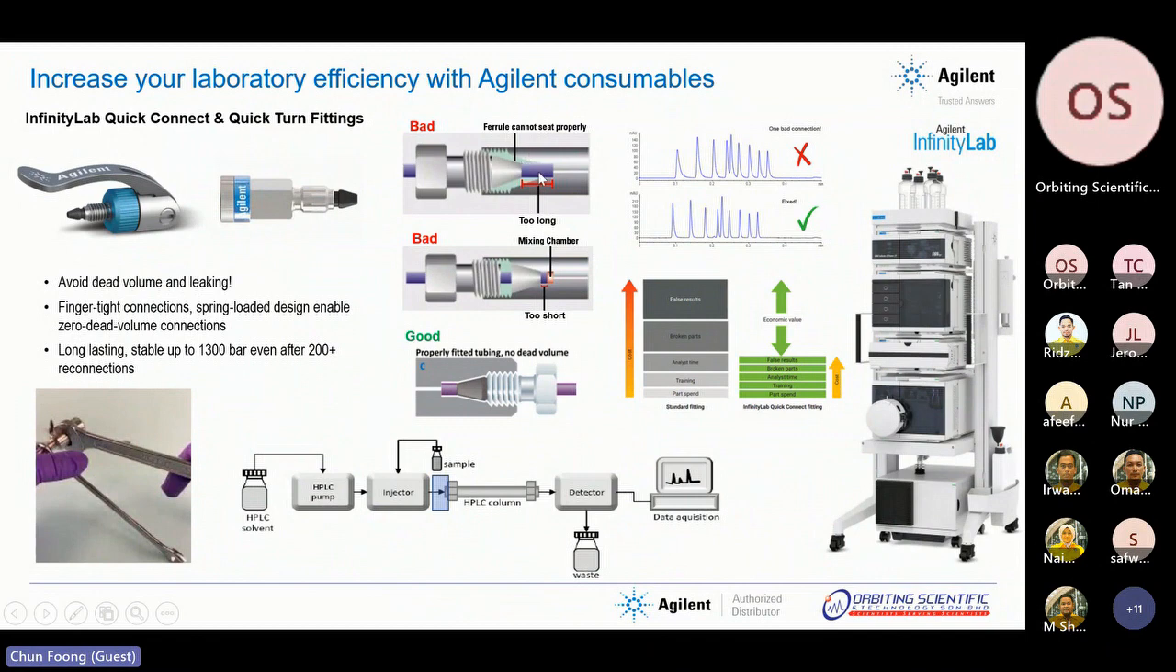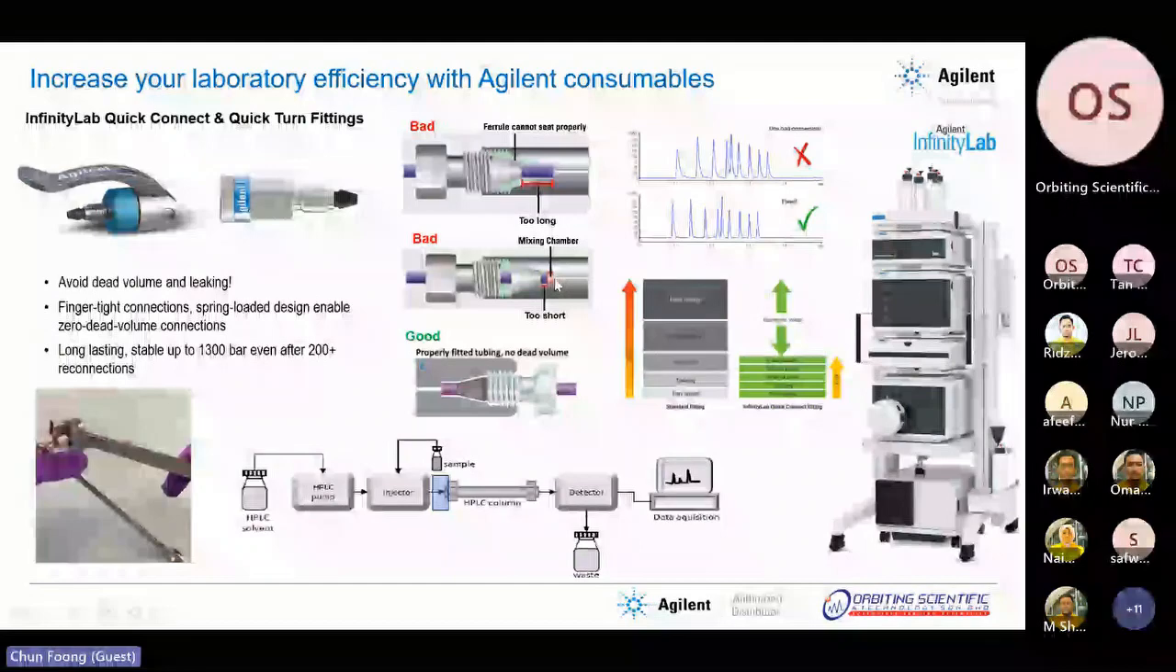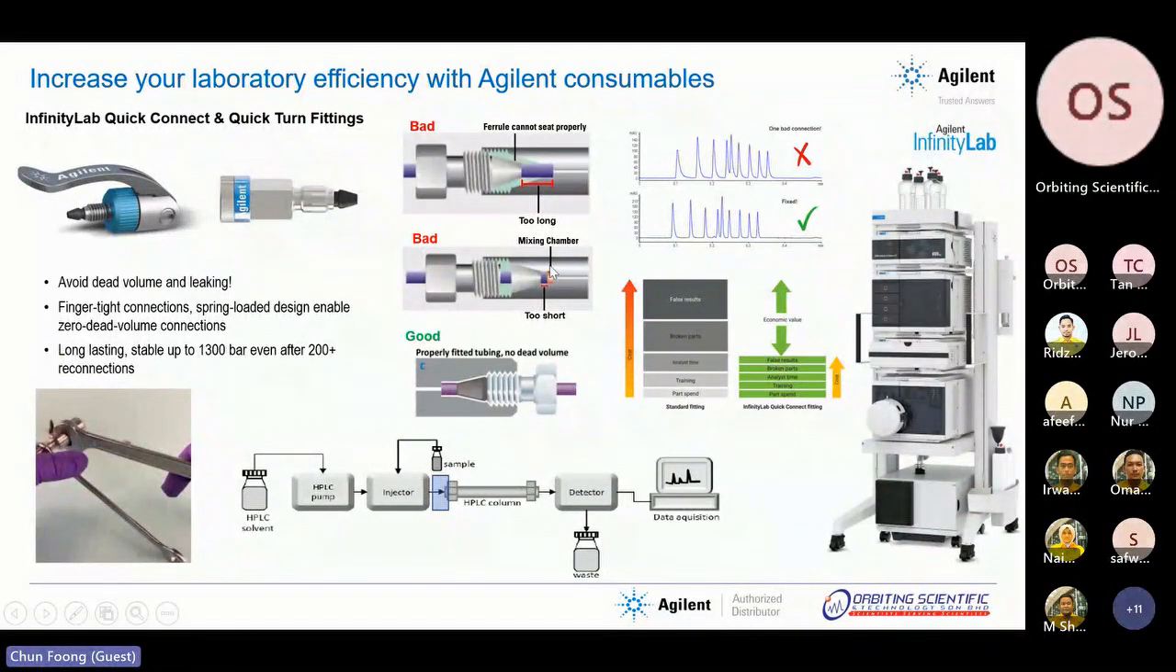Another thing is the connection itself. You can look at this first diagram. If our tubing is not pushed into the column nicely, it will leave a space in here, which will cause leaking. If you leave a space between the tubing and the column inlet, you will create a mixing chamber. So at the end, what you will get is a very poor chromatogram with pigtail peaks.